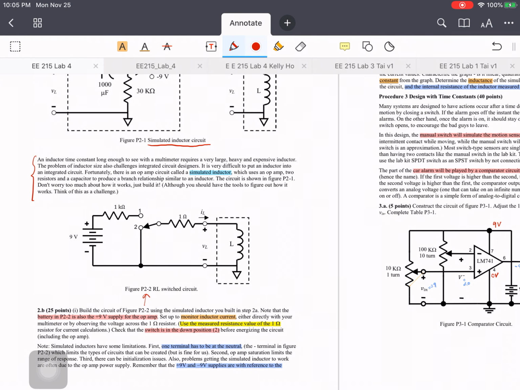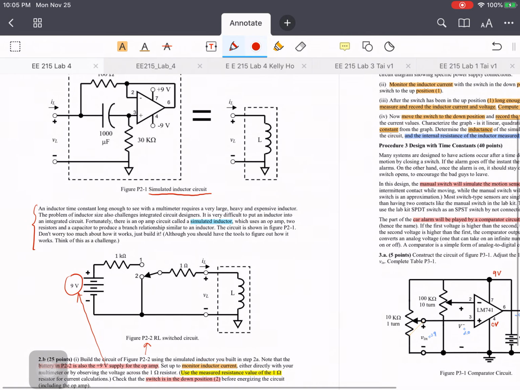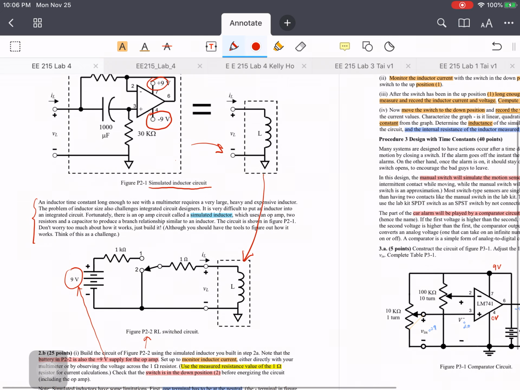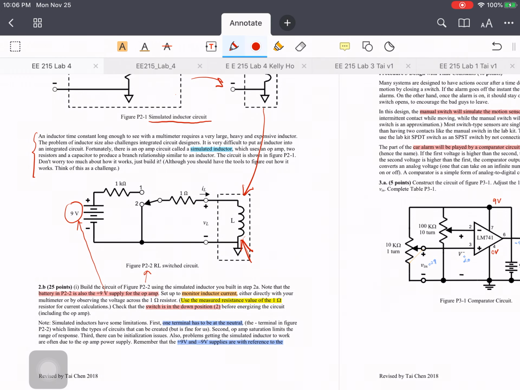So note that the battery is also 9 volts. This is 9 volts to supply the op amp. This also means that this is 9 volts, this is 9 volts. So you put this circuit to here. So this inductor is simulated. This one is the simulated inductor.